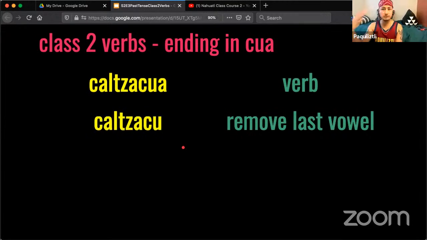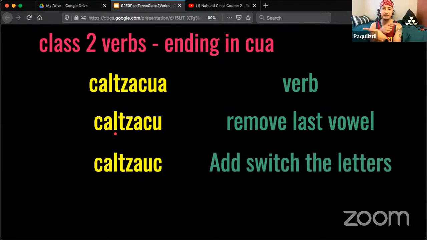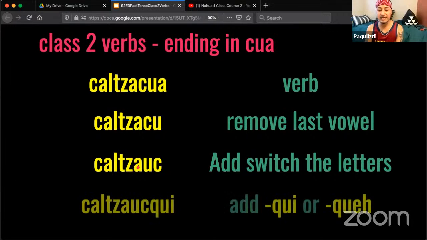Okay, you're gonna do the same. You're gonna follow the rule. It ends in CUA. You're gonna drop the A. You're gonna be left with CU. That CU, you're gonna flip it, and it's gonna become caltzauk. And it sounds weird, caltzauk, caltzac. But we don't really pronounce it like caltzauk. It's really caltzac. Okay? And then you're gonna add the ki.